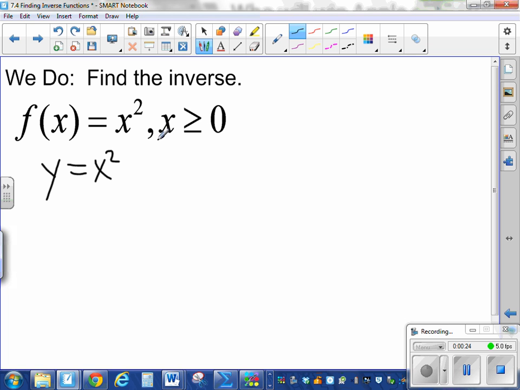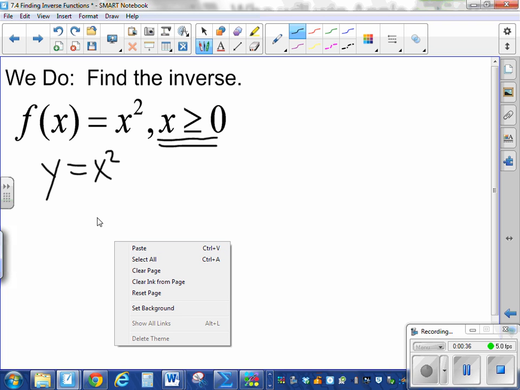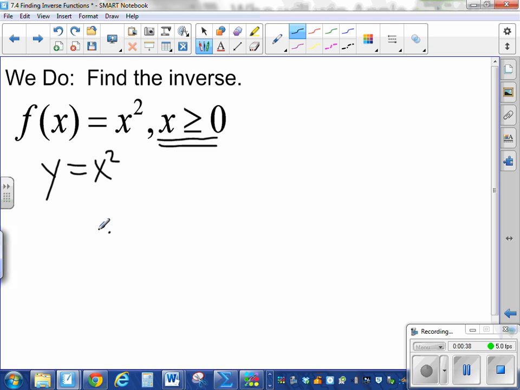Now, in class, I told you guys that this part over here is just a restriction for your answer. So your answer should be greater than or equal to 0. We'll get to that once we're done finding the inverse. Let's take that off.